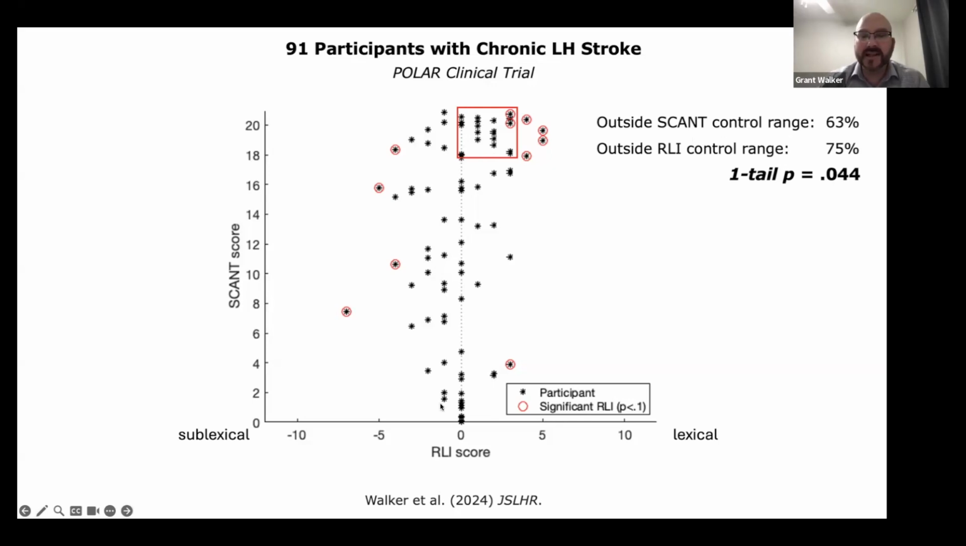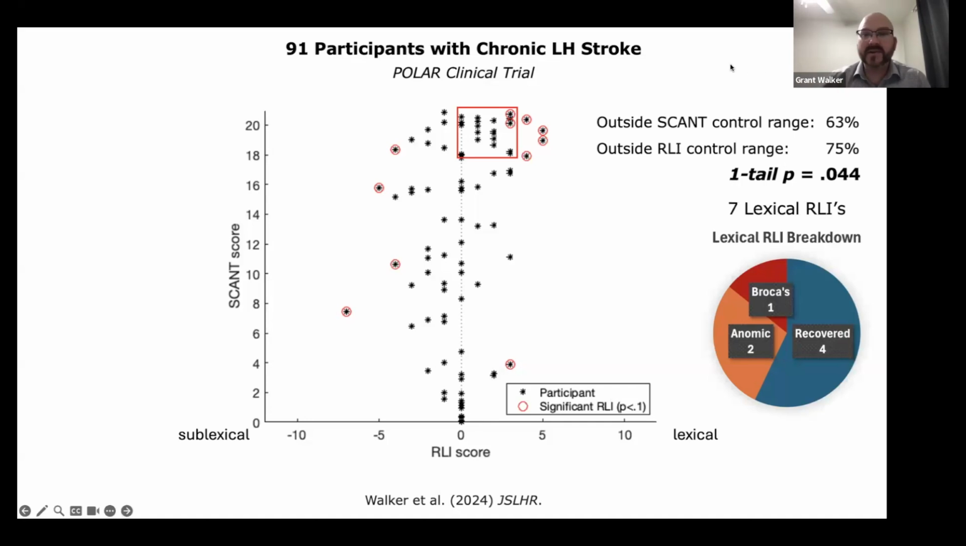So if you're just using the y-axis, just using a unidimensional score, you would identify 63% of this group as being not normal, or not in the control range. Whereas if we add this RLI assessment, suddenly we're up to 3/4, 75%. And that is significant with one tail P. You might be wondering why one tail P, because it wouldn't be significant if it was two tail. No, that's a joke. That's totally a joke. You can't add a test and get lower sensitivity. So we're only interested in one direction. So that's why it's a one tail P.